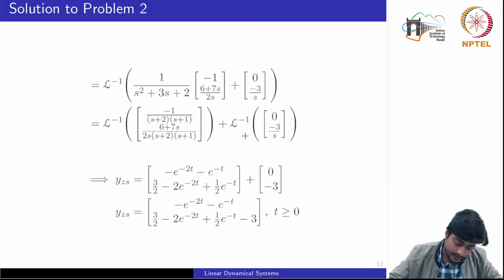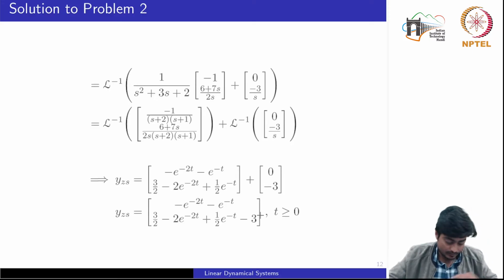And finally, we would end up with this simplified version of the Laplace inverse of the S domain matrices. So once we compute the Laplace inverse, this is the solution we would obtain, which is valid only for t greater than or equal to 0.